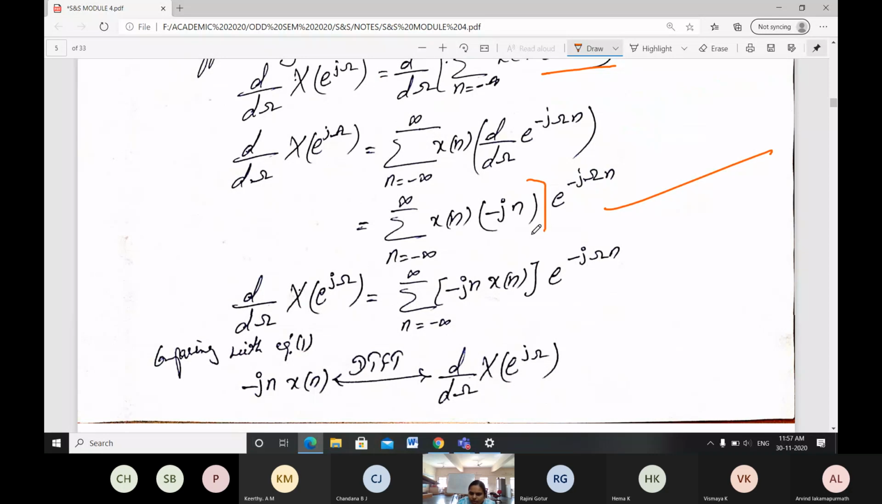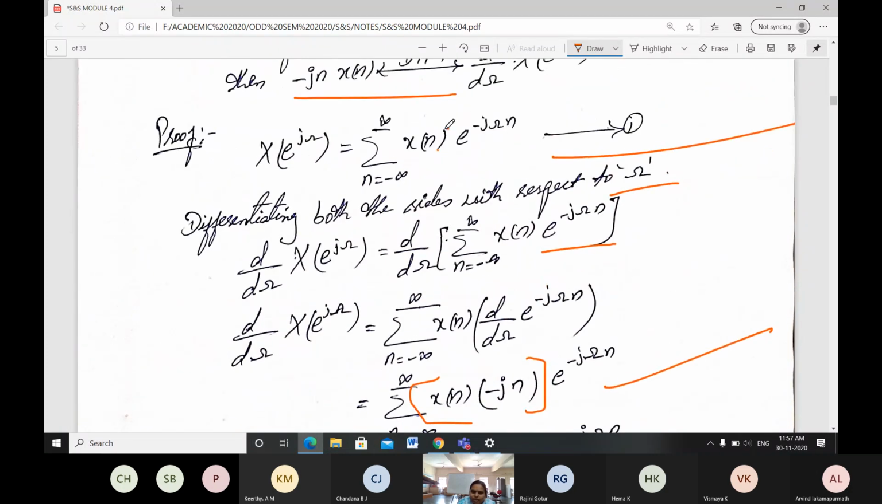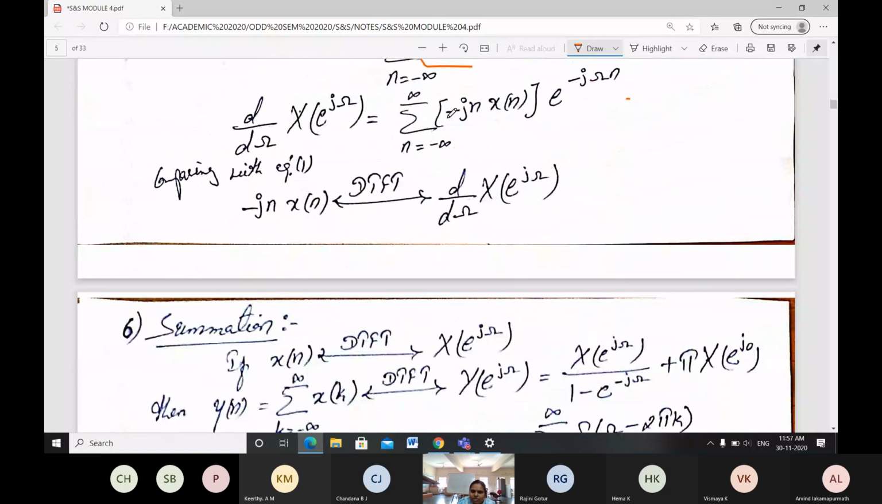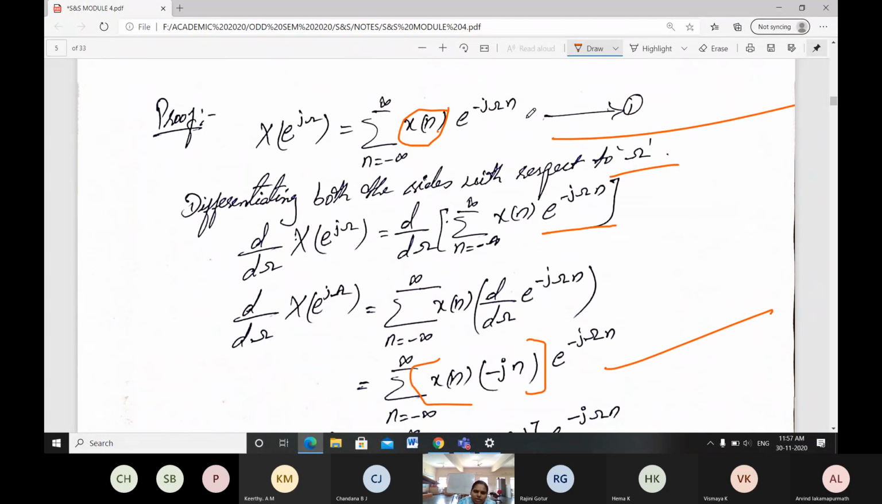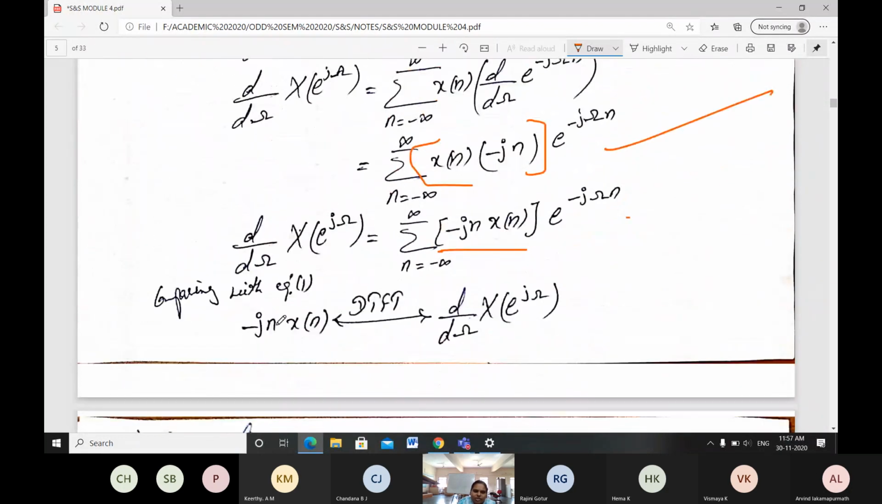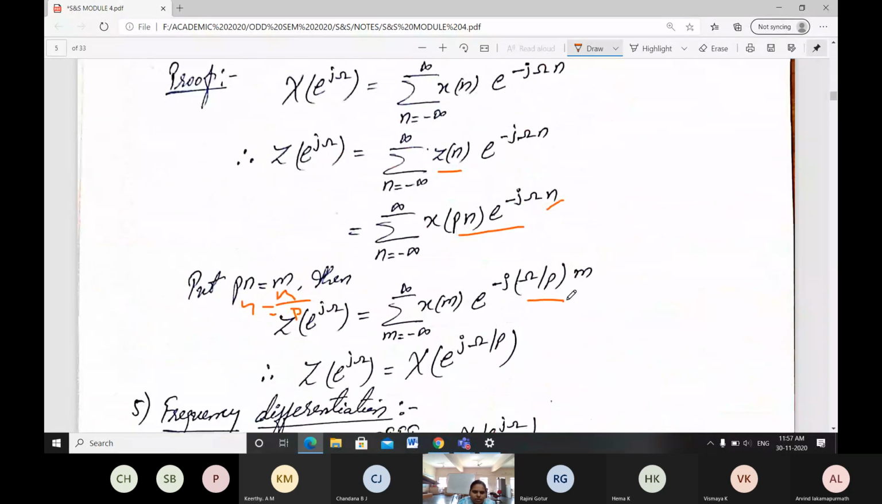Again, this is taken as one part. So d by d omega of X of e raised to j omega equals summation n from minus to plus infinity of minus jn x of n into e raised to minus j omega n. When I compare this equation with equation 1, what is x of n? I can write minus jn x of n. Comparing this equation with equation 1, the DTFT of minus jn x of n is d by d omega of X of e raised to j omega. Okay, we will stop here.